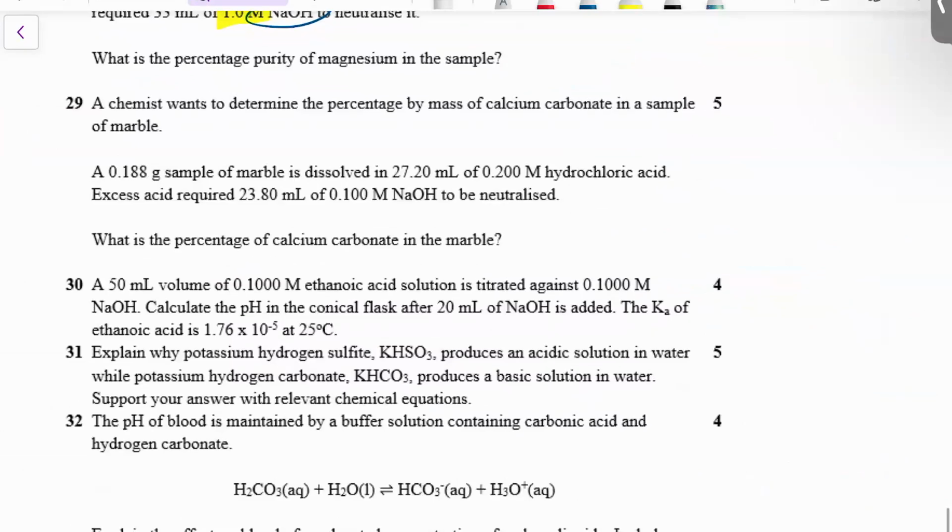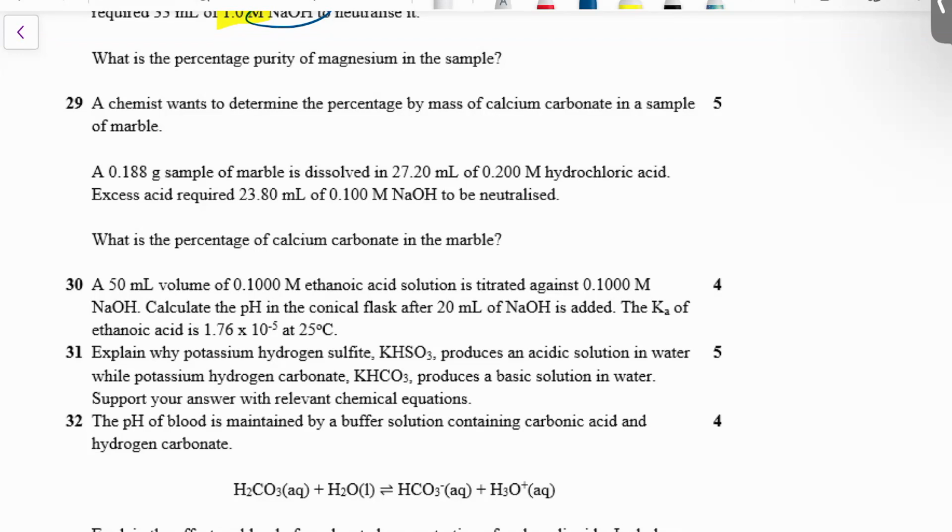Question 29: a chemist wants to determine the percentage by mass of calcium carbonate in a sample of marble. A 0.188 gram sample of marble is dissolved in 27.2 mL of 0.2 molar HCl. Excess acid required 23.8 mL of 0.1 molar NaOH to be neutralized. What's the percentage of calcium carbonate in the marble? This one has the signs that you're used to. Is this direct, double direct, or back titration?